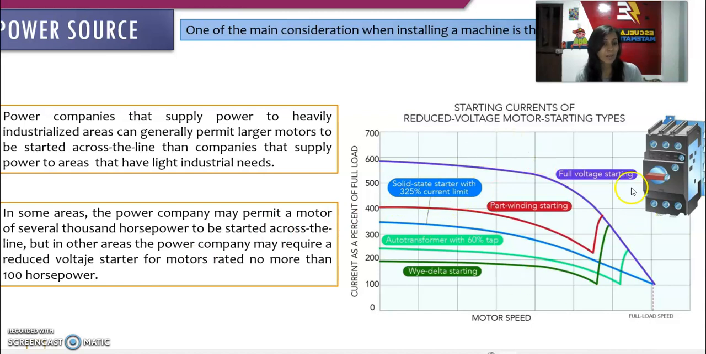As you can see in this graphic, there's a huge inrush current when you don't use a reduced voltage starter, about 600. But when you use different types of reduced voltage starters, it reduces significantly. For example, with a wye-delta starting, you can reduce it from 600 to 200. That is the importance of using them when you have huge motors, not on a big scale.